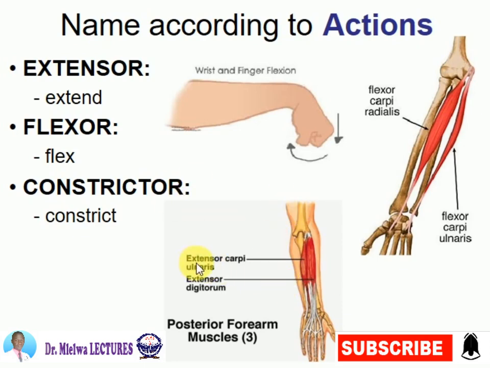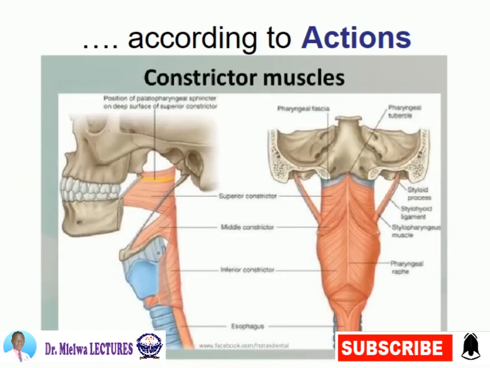Also you can see there is extensor carpi ulnaris and extensor digitorum. Extensor digitorum extends the digits. Extensor carpi ulnaris also has the action of extending, but what does it extend? The carpal bones. That is the meaning of extensor carpi. Here is also the nomenclature of muscles according to action.